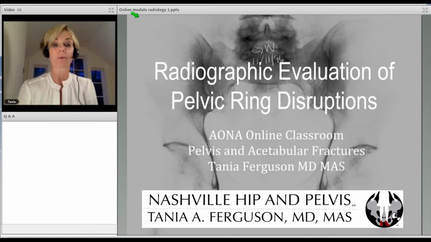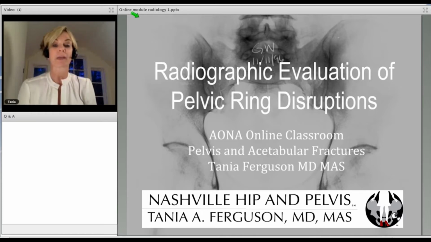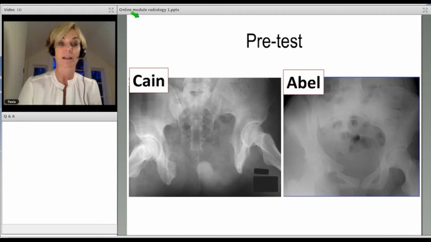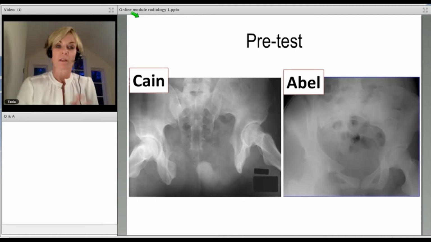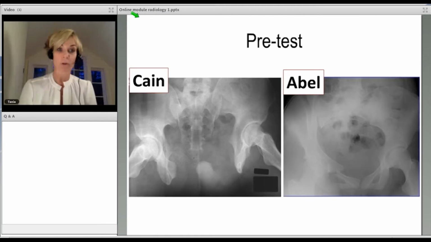So what we're going to go through right now and for the next 10 to 15 minutes is a systematic method of evaluating radiographs associated with a patient who might be suspected of a pelvic ring injury. And I want to give you a quick pretest. Here's the scenario. Two brothers were just out joyriding in their grandfather's car, and Kane and Abel show up in your emergency room. These are the trauma AP pelvic radiographs that were obtained from their injury.